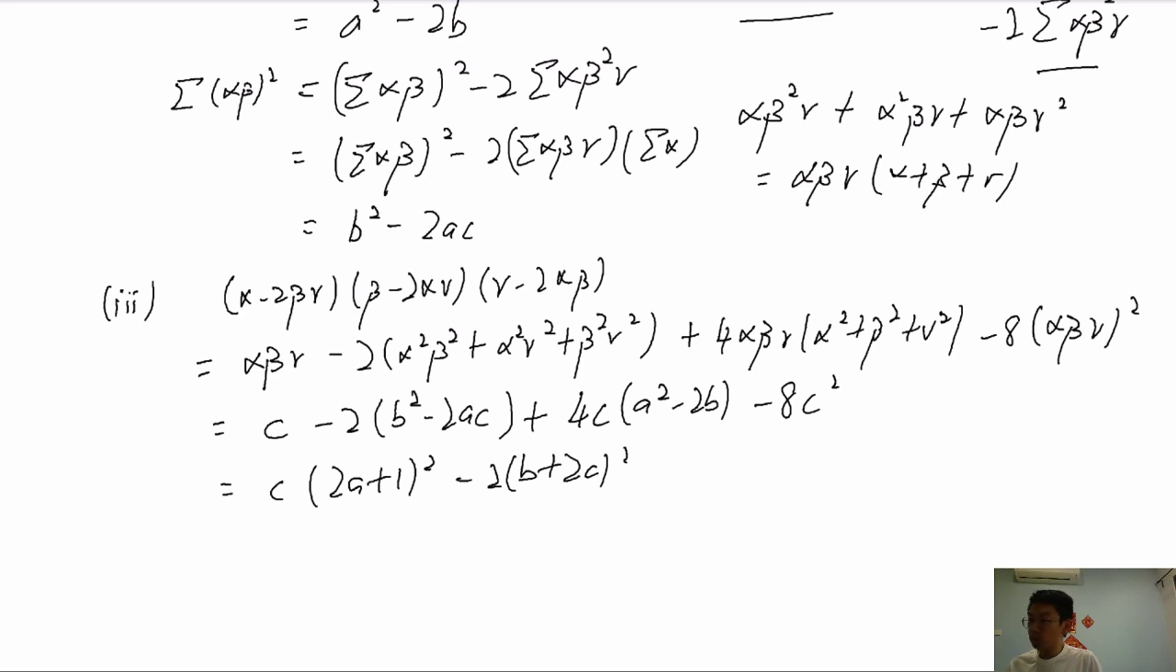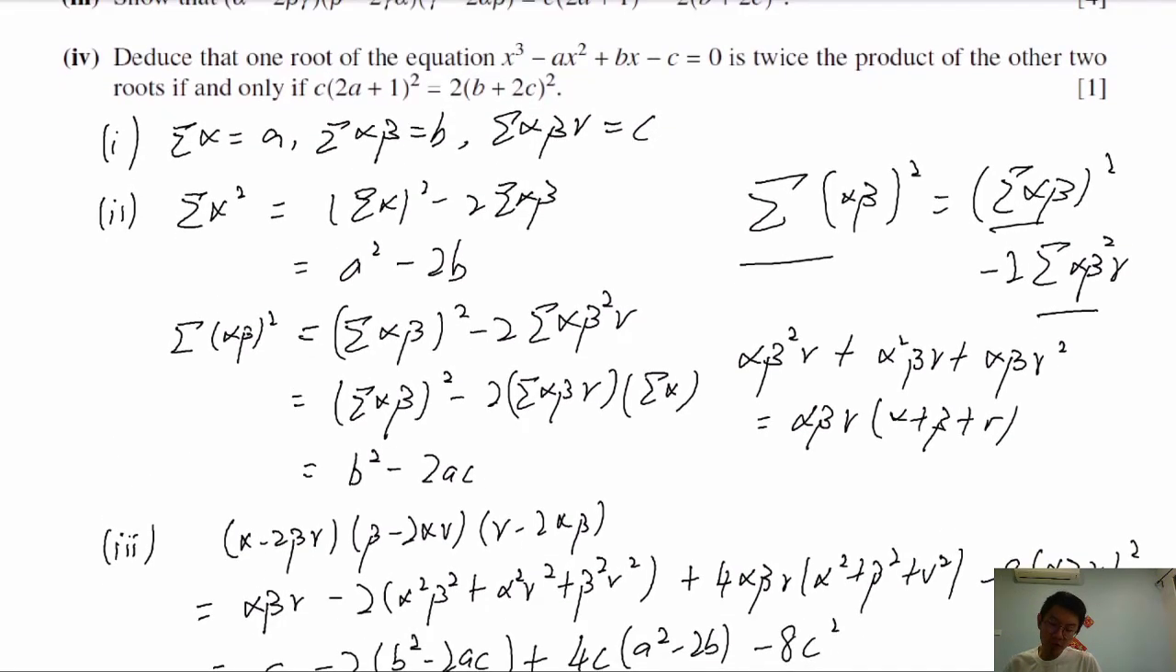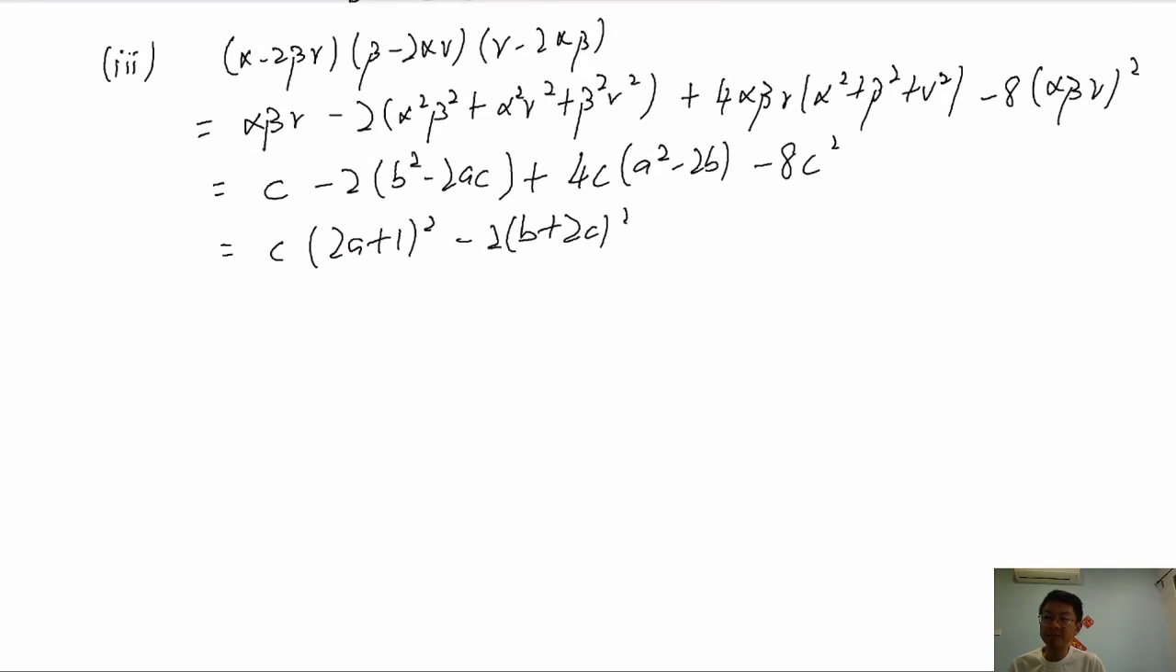For the question in part 4, they say, deduce that one root of the equation which you have is twice the product of the other two roots, if and only if c times (2a plus 1) squared is equal to 2 times (b plus 2c) squared. So for this one, how do we actually get that c something squared equals 2b something squared? That is basically what we have in the third part.